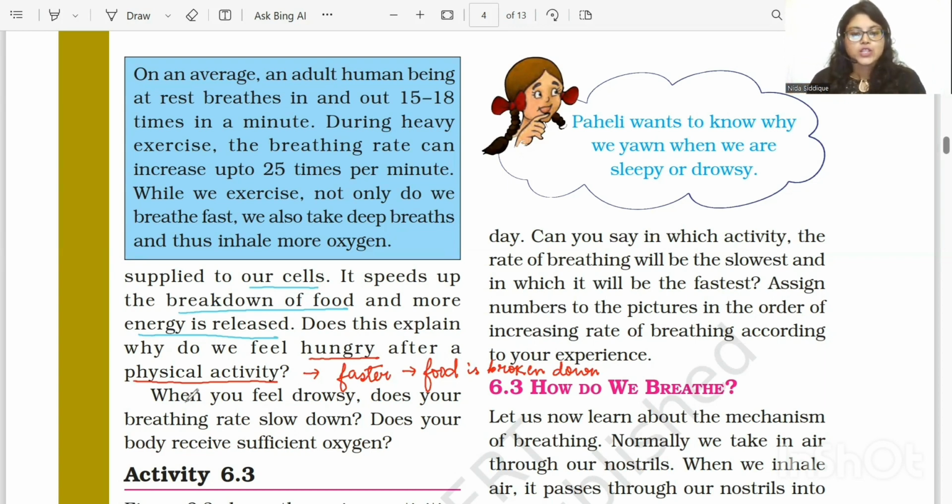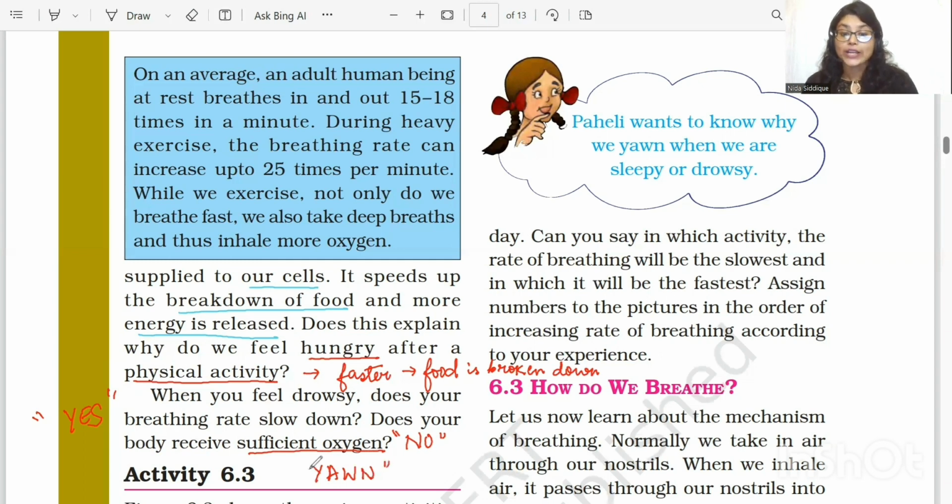Okay, so when you feel drowsy, does your breathing rate slow down? Of course, you all must have observed that whenever we are feeling drowsy, हमारा breathing rate कम हो जाता है. Does your body receive sufficient oxygen? So at that time, your body is not receiving sufficient oxygen. And that is the reason we start to yawn.